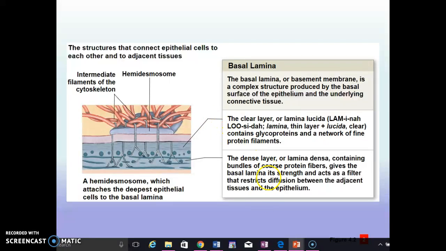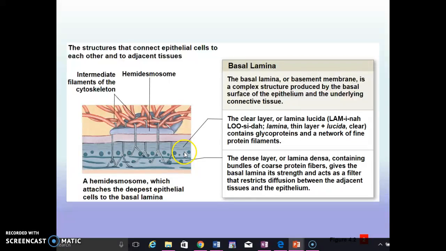A hemidesmosome attaches the deepest epithelial cells to the basal lamina. Now, we haven't talked yet about the basal lamina. The basal lamina, also called the basement membrane, is what I call the glue that holds the epithelial to the underlying tissue. It's a complex structure produced by the basal surface of the epithelium and the underlying connective tissue.